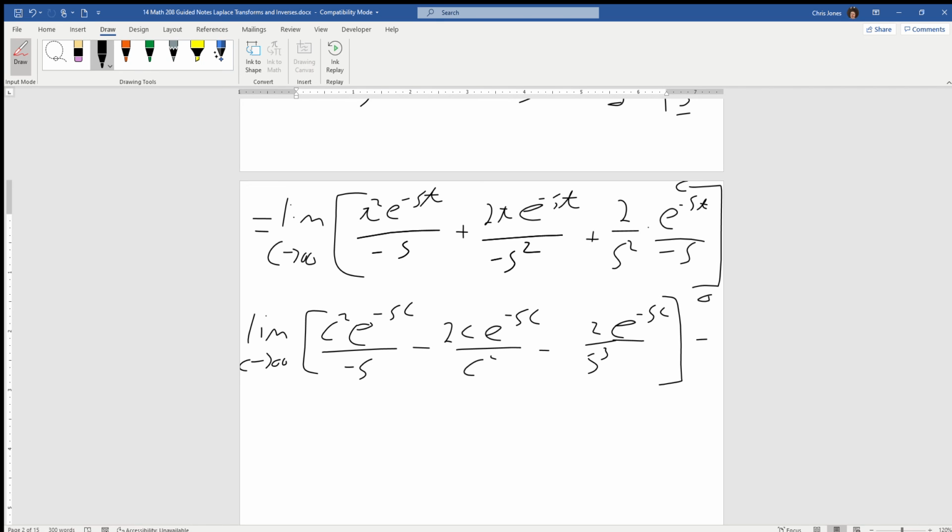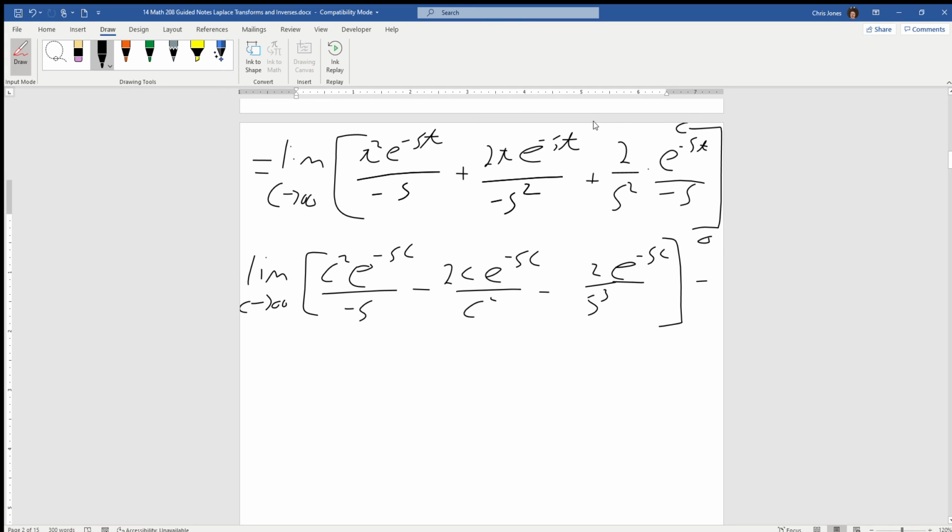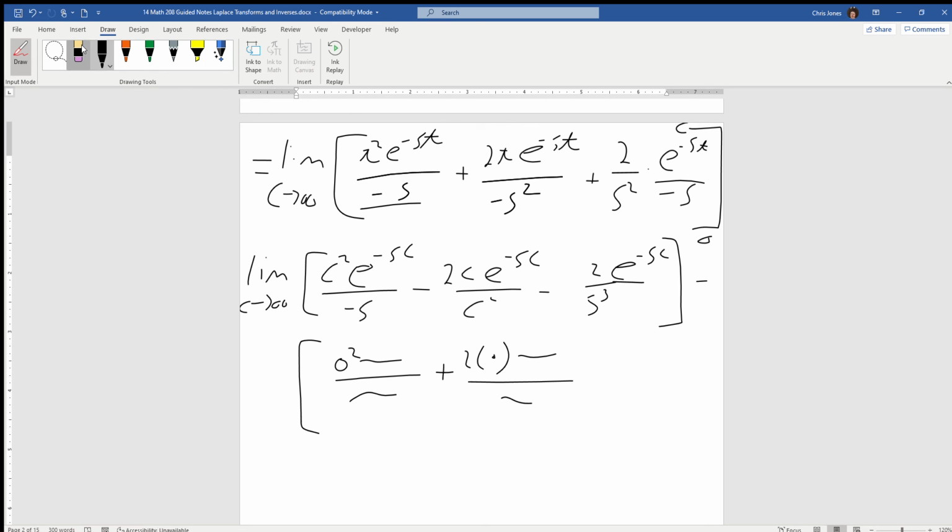Now we're going to substitute 0 in, and the good news is when we substitute 0, some good things are going to happen. All right, so this first term, notice it's going to be 0 squared times a bunch of stuff plus 2 times 0 times a bunch of stuff, and that doesn't matter again. Technically should be minus, and this should be minus as well. And then this last term doesn't have any coefficients of t, so we're going to have minus 2e to the minus s times 0 over s cubed.